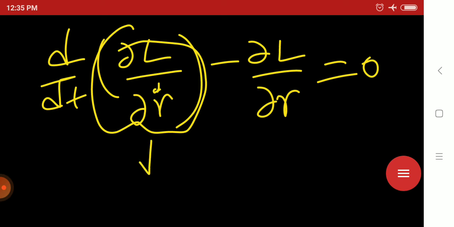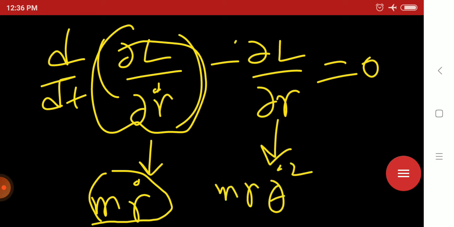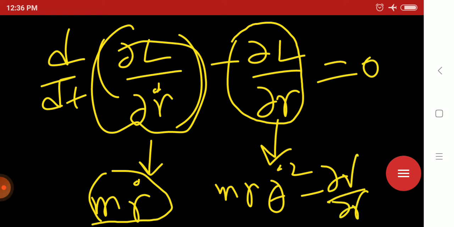What will these terms give? Del L by del r dot will give m r dot, because the Lagrangian we got in the previous slide is half m r dot square plus half m r square theta dot square minus V of r. V of r is the potential energy that possesses spherical symmetry. So this term will give m r dot, and del L by del r will give m r theta dot square. You can do this differentiation yourselves; I hope you all can differentiate the Lagrangian with respect to r and r dot. You will get m r theta dot square minus del V by del r.